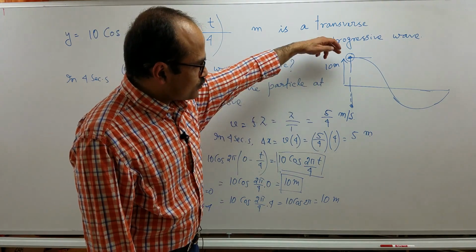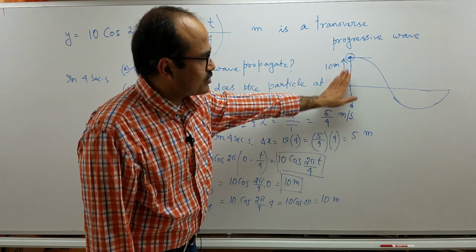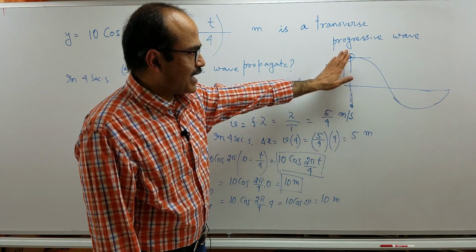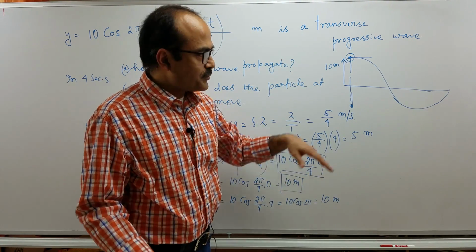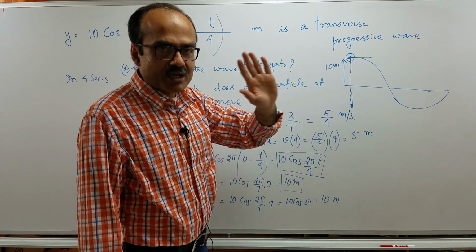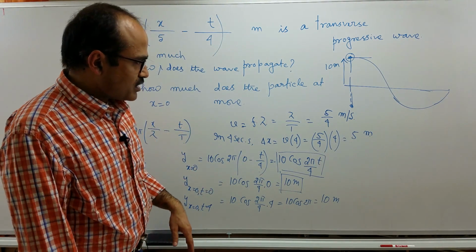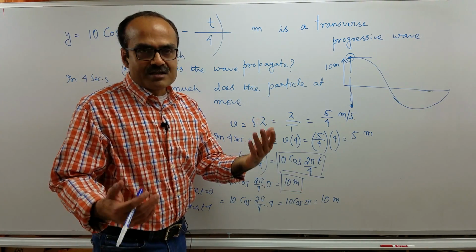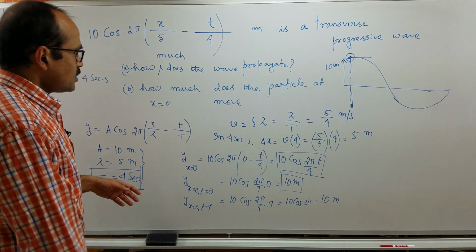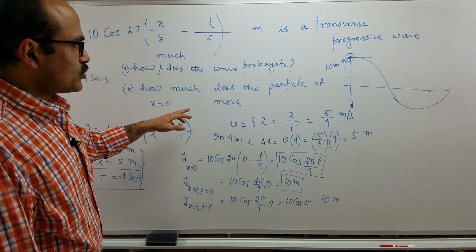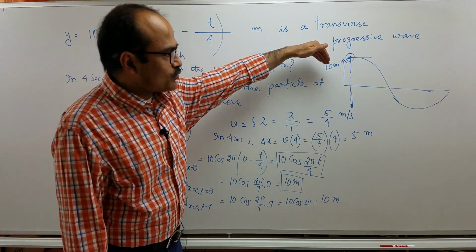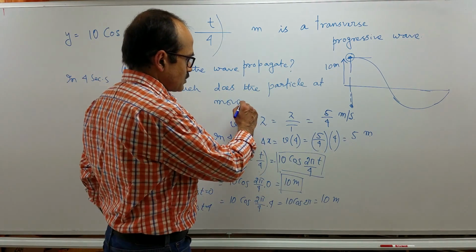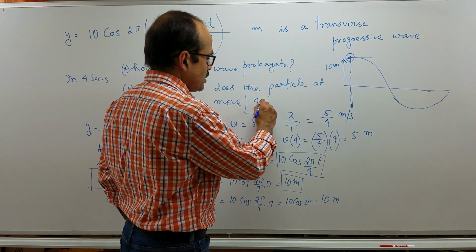So, although it goes back to the starting position, it moves 20 down and 20 up, altogether 40 meters. So, how much does the particle at x equal to 0 move? The answer is it moves 40 meters.